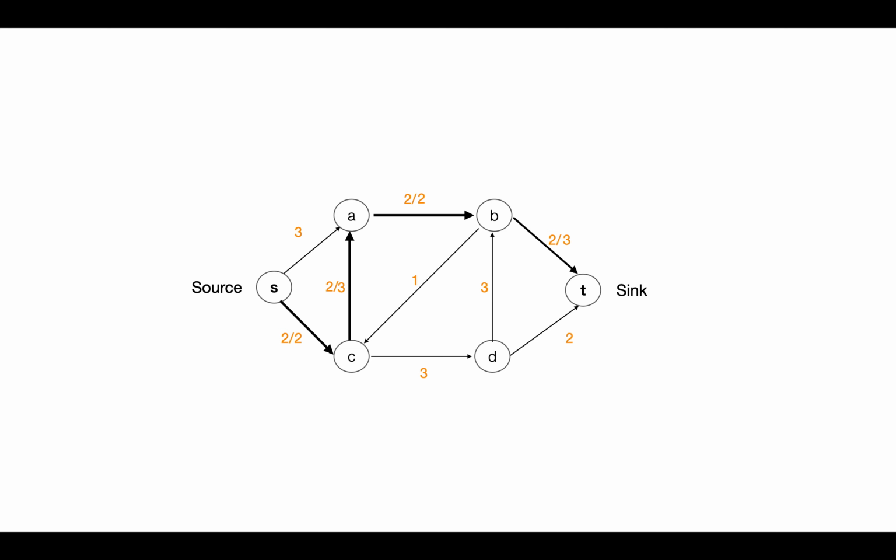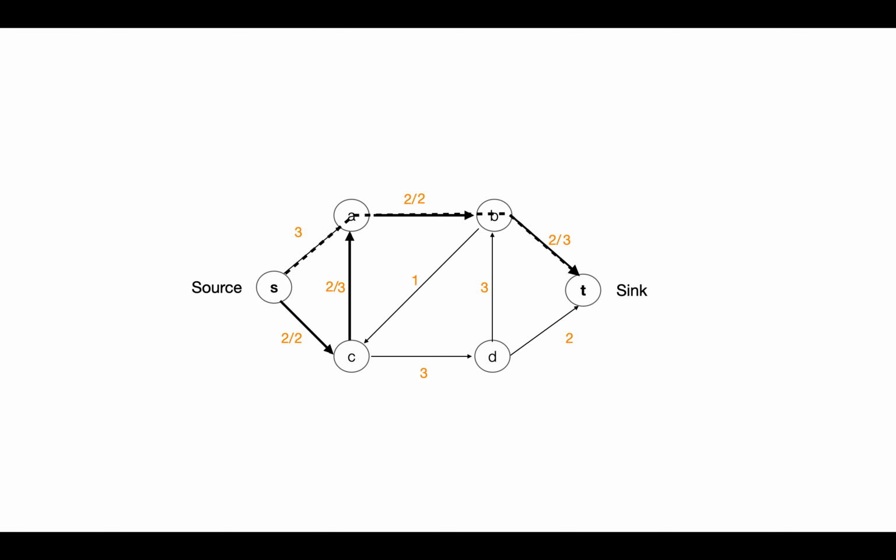So this path led to 2 units from source to sink. Now let's find more paths, to increase the flow we are getting at the sink. Is there any path? What if we try to go like this, from S to A to B, and then B to T?